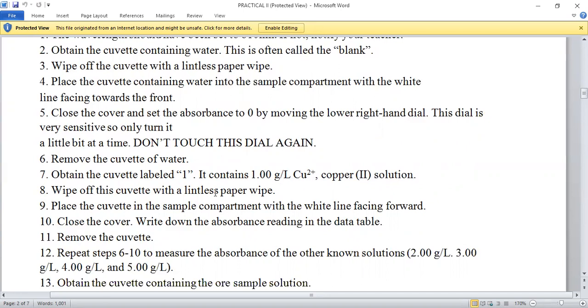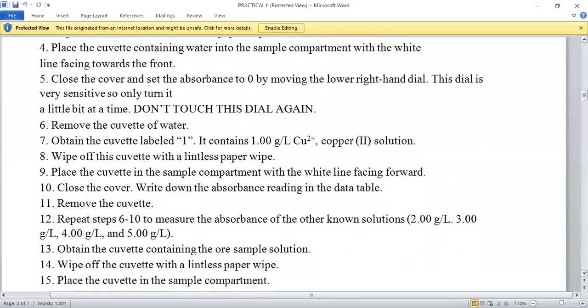Wipe off this cuvette with a lintless paper wipe. Place the cuvette in the sample compartment with the white line facing forward. Close the cover. Write down the absorbance reading in the data table. Remove the cuvette. Repeat steps 6 to 10 to measure the absorbance of the other solutions: 2 gram per liter, 3 gram per liter, 4 gram per liter, and 5 gram per liter.